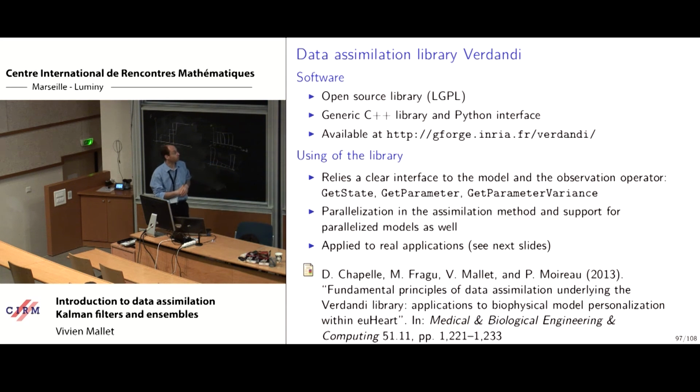The algorithm is already implemented. There is parallelization, even distribution of big state vectors on different computers, because you might have limitations in memory on one computer. It's not always just a matter of computational power, sometimes a problem of memory as well. It's applied to real applications, and it was developed at INRIA together with Philippe Moirot and Dominique Chapelle, and Gauthier Bureau contributed to it. He is here today, so you have experts around also, and you are welcome to discuss this library if you are interested. Okay.